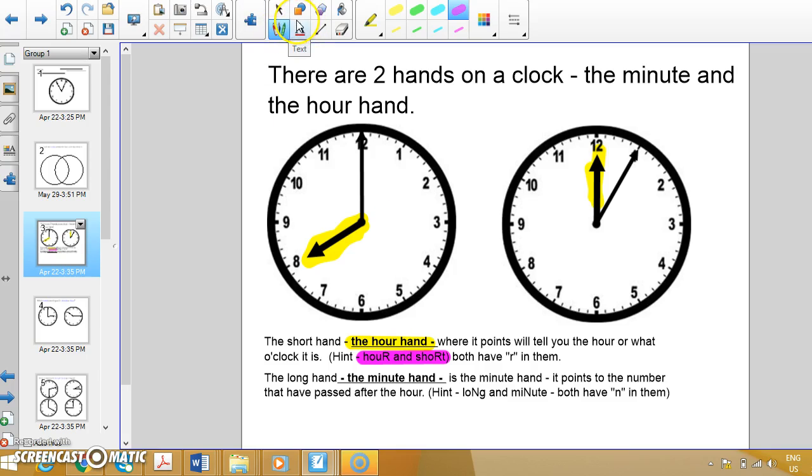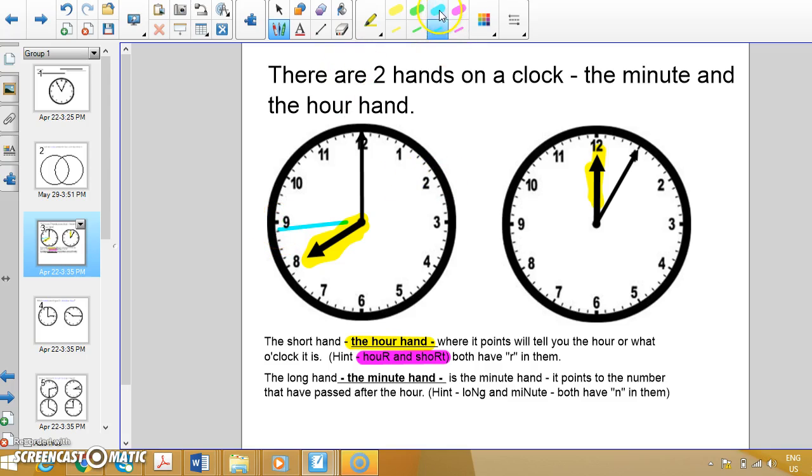Now something really important to remember about the shorthand is if it is almost at the 9, like right there, but it's not yet exactly at it or past it, then it's not yet 9 o'clock. It's still 8 o'clock, because this hour hand will slowly move closer to 9 as the minute hand goes around.